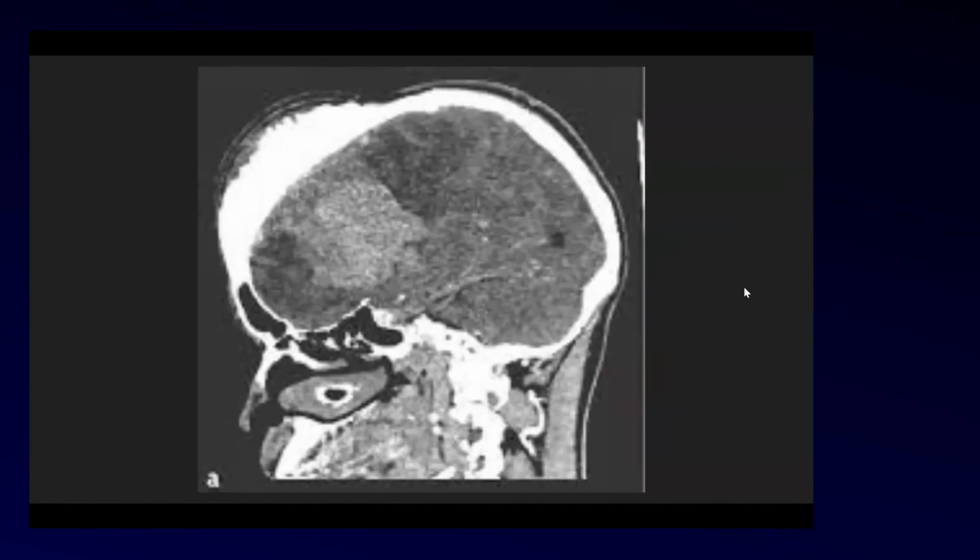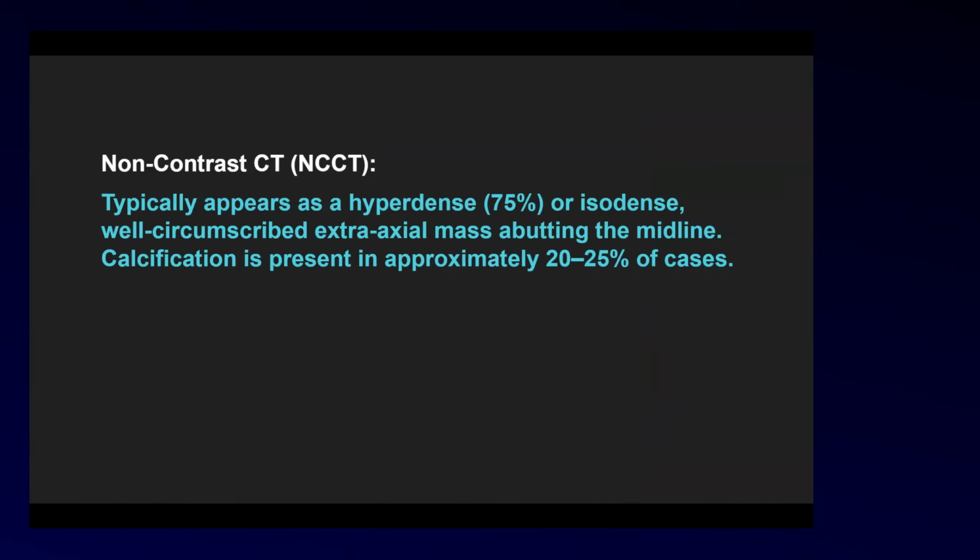You can see the hyperostosis here, along with the hyperdense appearance of meningioma on the CT. So we are going to discuss the radiology separately. And on non-contrast CT, they look hyperdense. We just saw an example. We have another example ahead of us. They look hyperdense. Sometimes they can be isodense. Sometimes they're so isodense that it would be difficult to identify on a CT.